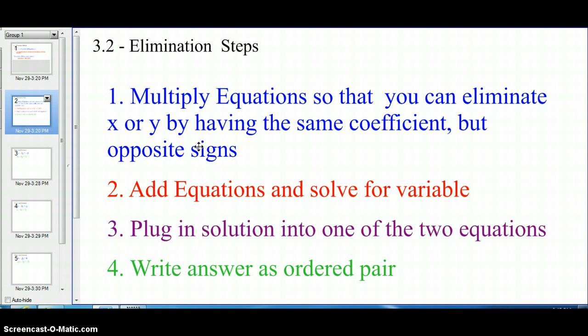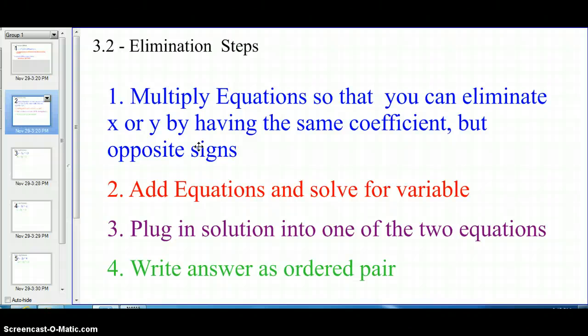This next slide shows the steps for the elimination method. Our first step is we're going to have to multiply equations. Sometimes we may have to multiply one equation. We may have to multiply both equations. Or sometimes we get lucky and we don't have to multiply anything because something cancels out. But when we do have to multiply, we want to see what variable we can eliminate.